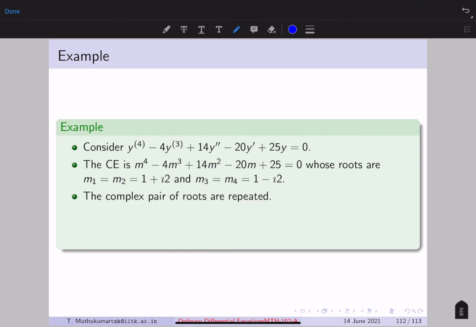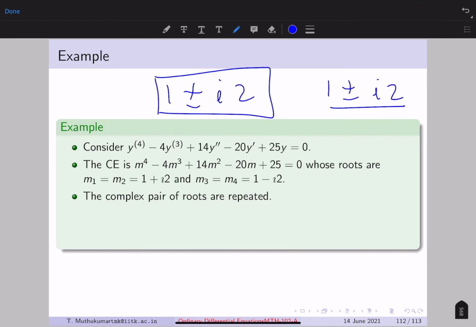So what do you do? In this case, the complex roots are repeated. Okay, we are in the next situation: complex roots are repeated. So you have one pair, 1 plus or minus 2i is the pair, a complex pair, and this is repeated.